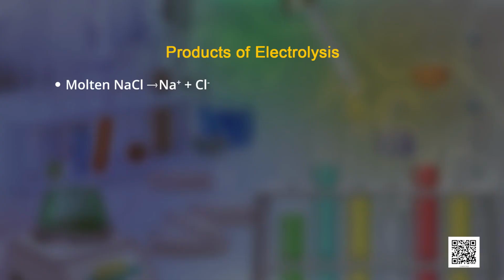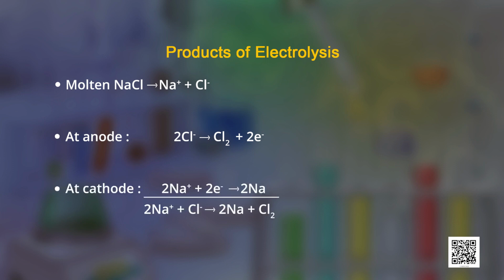We will take molten sodium chloride with an inert electrode of platinum. Molten sodium chloride is an ionic electrolyte, which gives us the reaction: molten sodium chloride breaking into sodium ions and chloride ions. At the anode, chloride ions undergo oxidation by losing electrons, while at the cathode, sodium ions gain electrons and undergo reduction. Hence, sodium metal deposits at the cathode and chlorine gas evolves at the anode.